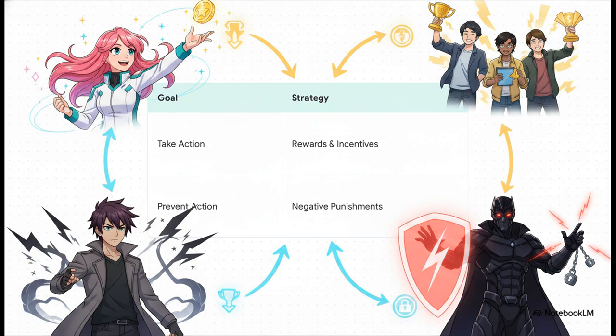And this cheat sheet right here? Think of it as a logical, binary map for literally any influence challenge you face. If your goal is to take an action, your strategy is to motivate through rewards and incentives. If your goal is to prevent an action, your strategy is to get them with the negative consequences or punishments. It strips away all that complex psychological jargon we usually hear and leaves us with pure, actionable utility. It is just a perfect, symmetrical map for behavioral management.